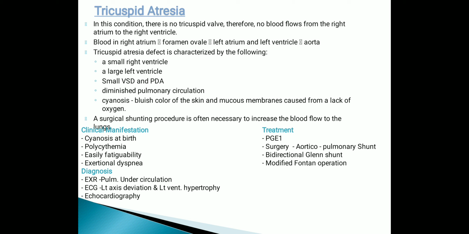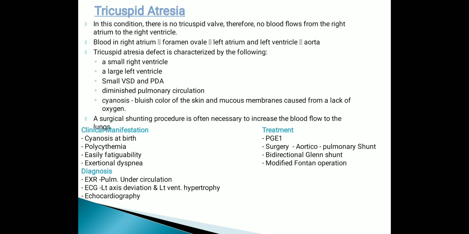Tricuspid atresia. In this condition, there is no tricuspid valve, therefore no blood flow from the right atrium to the right ventricle. Blood goes from right atrium to foramen ovale to left atrium and left ventricle to aorta. Tricuspid atresia defect is characterized by the following: a small right ventricle, a large left ventricle, small VSD and PDA, diminished pulmonary circulation, cyanosis, bluish color of skin and mucous membrane caused by a lack of oxygen. A surgical shunting procedure is often necessary to increase the blood flow to the lung.